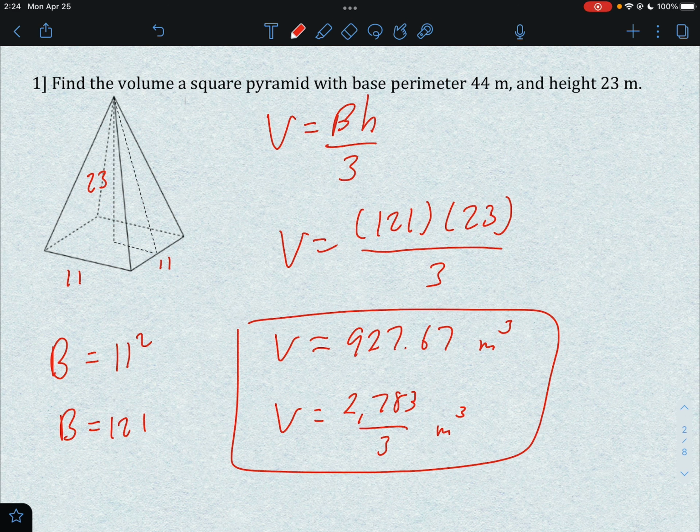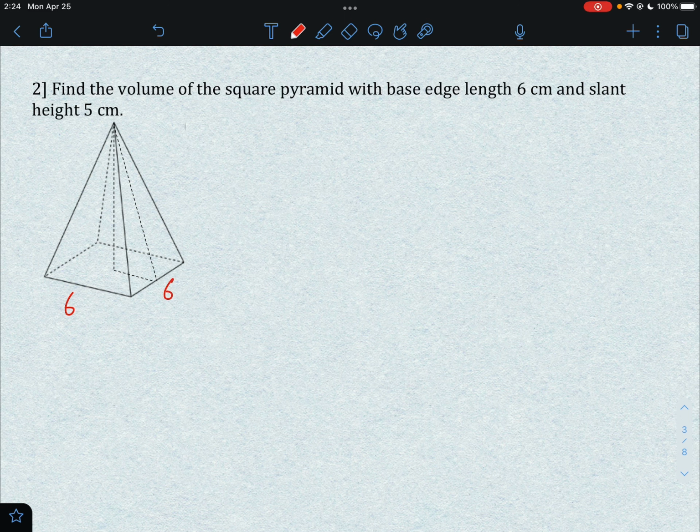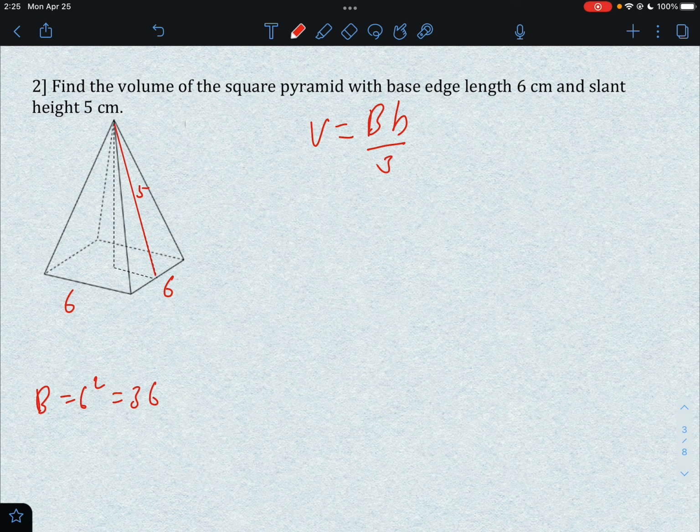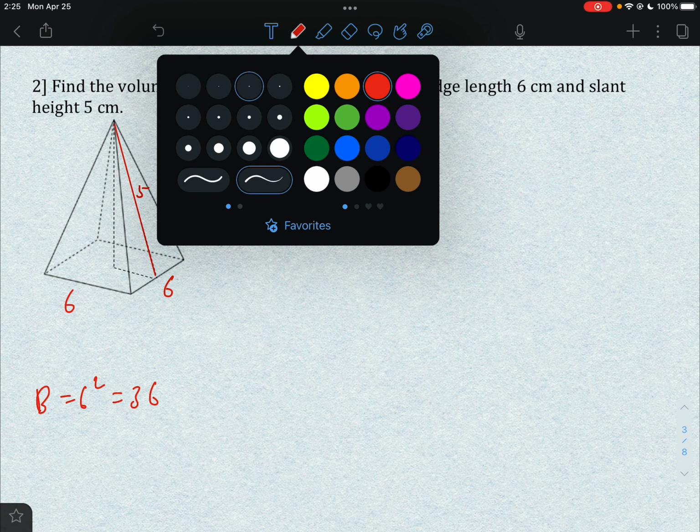Second one, find the volume of a square pyramid, base edge length 6. So all these are 6 since it's a square. And the slant height is 5. So this line right there is 5. All right, so our volume formula is BH over 3. We know B pretty easily here is 6 squared, which is 36. But we don't know the height.